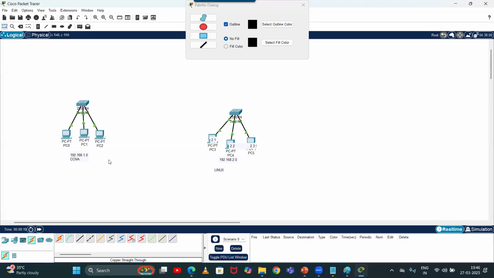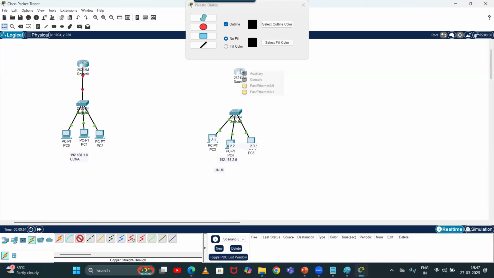So in this scenario, we'll take a router. A router is a networking device which gives communication between two or more different networks. So now I'll take a router here, and here also I'll purchase one router. Okay, and then I'll give the physical connection from router to switch here. And on the other end also, from router to switch, I'll give the connection.